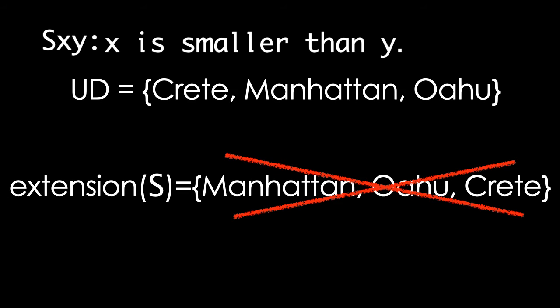It might be tempting to write down the members of the Universe of Discourse in order from smallest to largest. That doesn't work though, so I put an X over it. The set containing Manhattan, Oahu, and Crete is just an unordered collection of things. If you wrote down that set, you'd just be repeating the Universe of Discourse. You'd be writing it in a different order, but it's the same set.